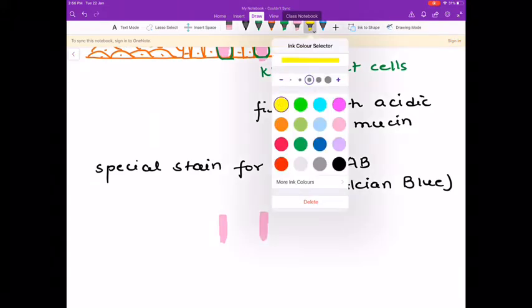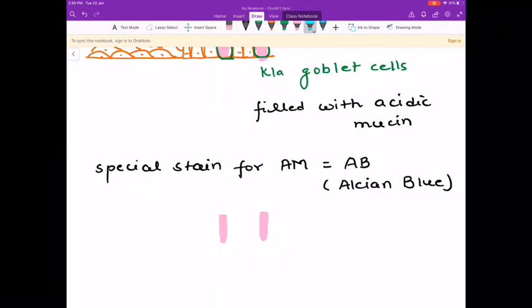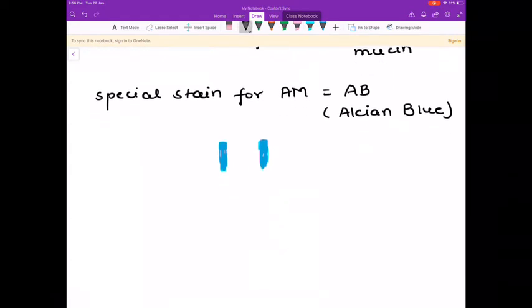Okay, so if you put acidic mucin in this particular slide, these pink cells will take blue color. And this is a very important demonstration of Barrett esophagus, a metaplastic change in the lower end of the esophagus.